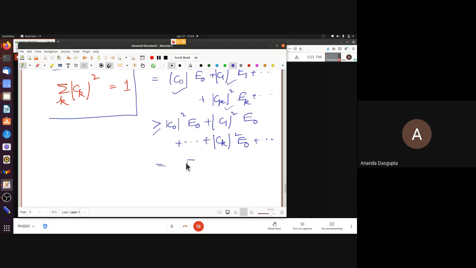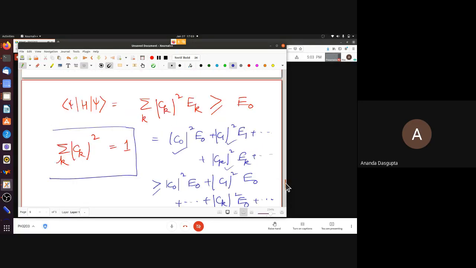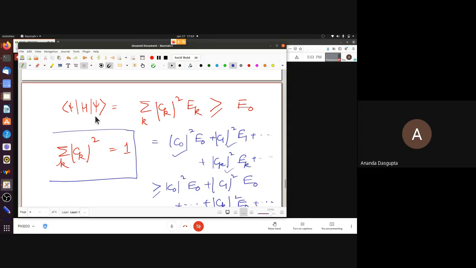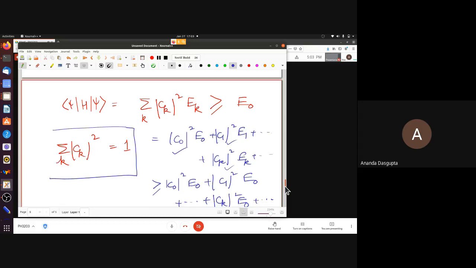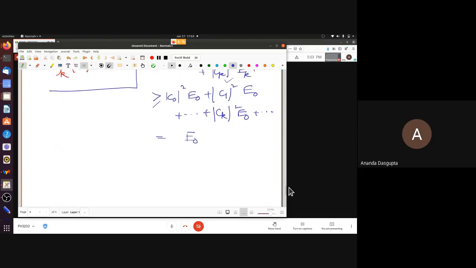This quantity is simply |C0|² + |C1|² and so on, the sum of all the coefficients summed together, times E0. So this is just E0. That's a more rigorous proof that this expectation value of H is bounded below by E0. If your system happened to have an upper bound to the energy eigenvalues, then <ψ|H|ψ> would also be bounded above. But in most systems, it's bounded below and not above.